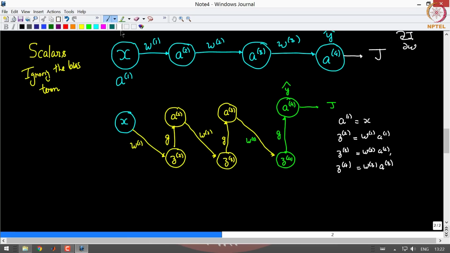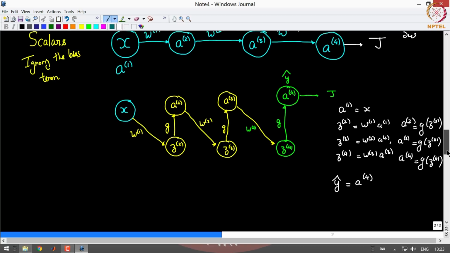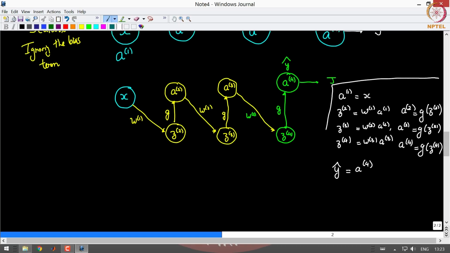Okay. Now, apart from this, we have the non-linearities. We have A2 is the non-linearity applied on Z2. Similarly, A3 is G of Z3, A4 is G of Z4. Finally, y hat is simply A4. Okay. So, these are our relationships.